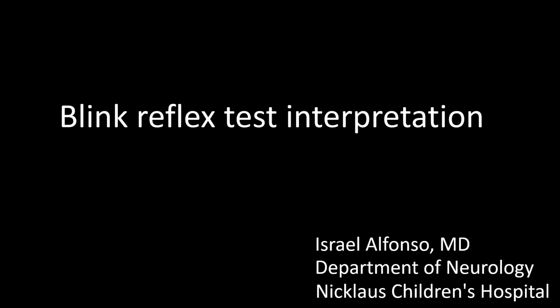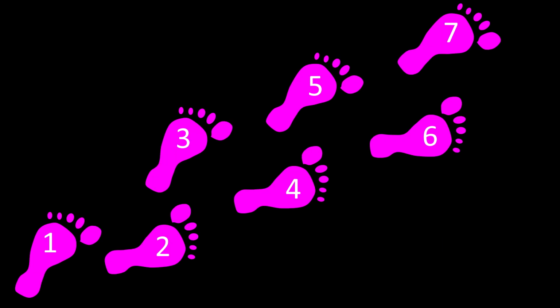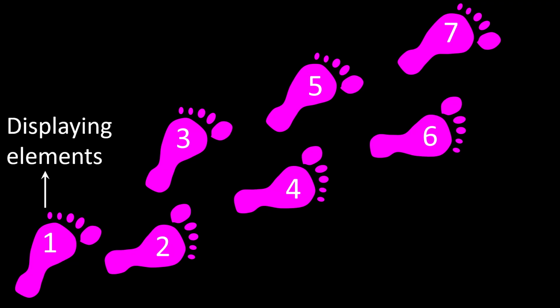This talk is about blink reflex test interpretation. Test 3. As we saw in blink reflex test interpretation, test 1 and 2, I use 7 steps to interpret blink reflex test. The first step consists of creating a platform to display results in a visually clear fashion.